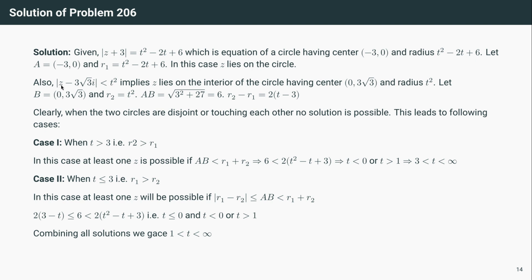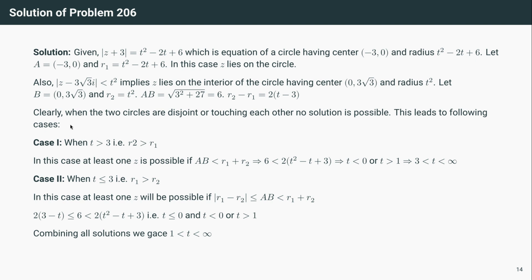The second case, where |z - 3√3 i| < t², implies z lies in the interior of the circle having this center and radius t². We call this point B and the radius R2 = t². Now if you see, AB is 6 and R2 - R1 is 2t - 6. You subtract R2 minus R1, and you get 2t - 6.